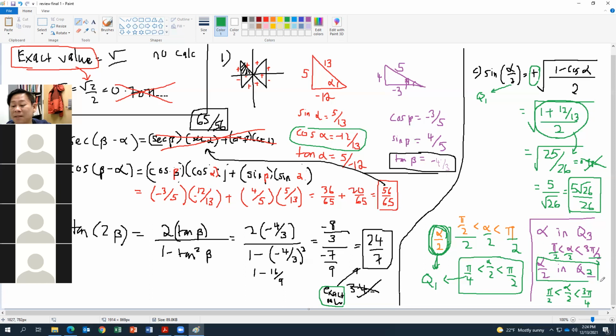And what happens if you are doing sine? In quadrant 2, sine is what? Still positive. But what happens if I'm doing cosine? In quadrant 2, cosine is what? Negative. So that's the reason you need to watch out here. If the quadrant that alpha over 2 belongs to is negative, then we will use negative. If it belongs to the positive, we use positive. Questions, anyone?